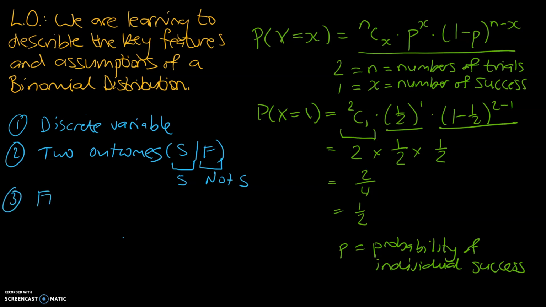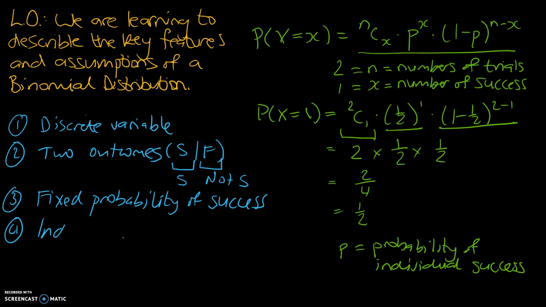Number 3, there must be a fixed probability of success. And what that means is the probability of success shouldn't change for future trials. So for example, when we're flicking that coin, the first coin, the probability of success was 1/2. That didn't change the probability of the second coin, which was also a probability of 1/2.